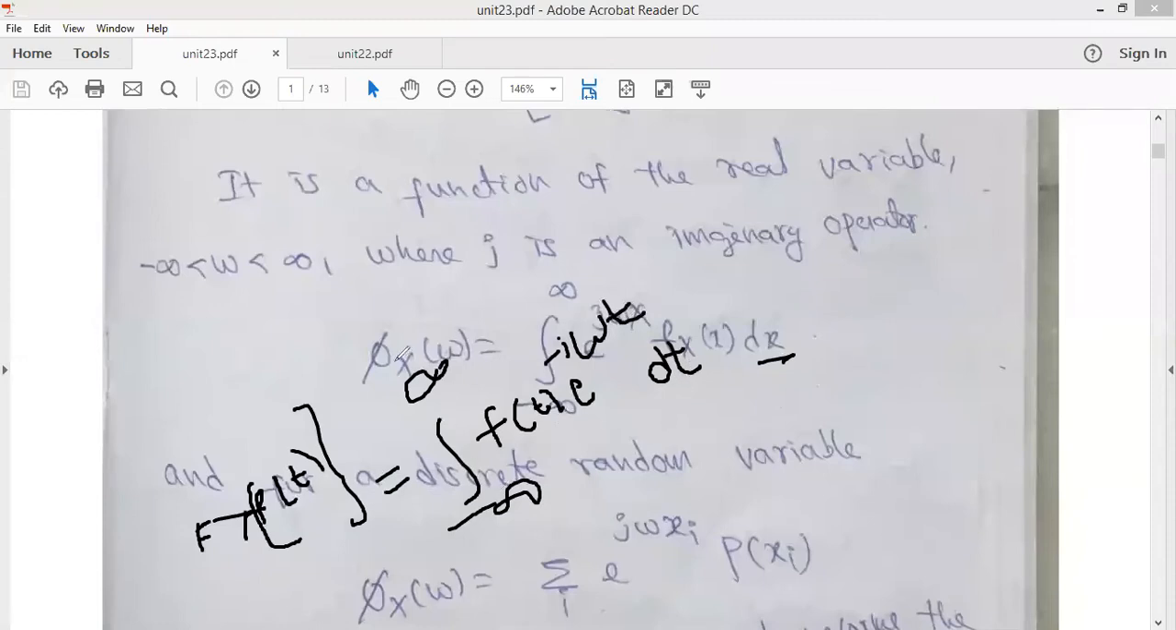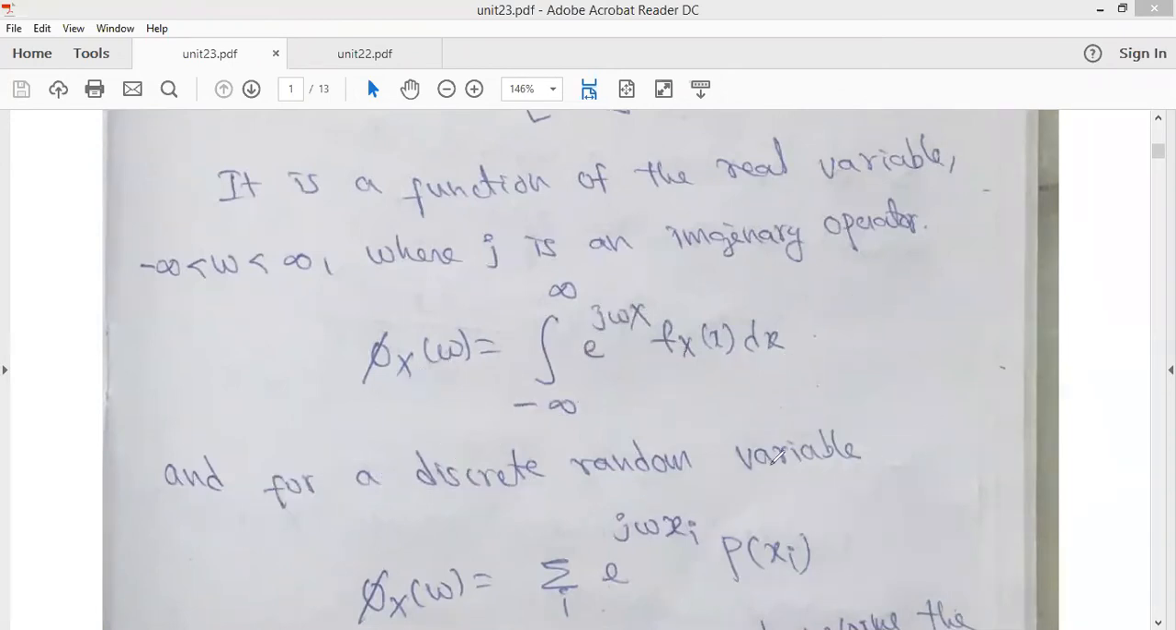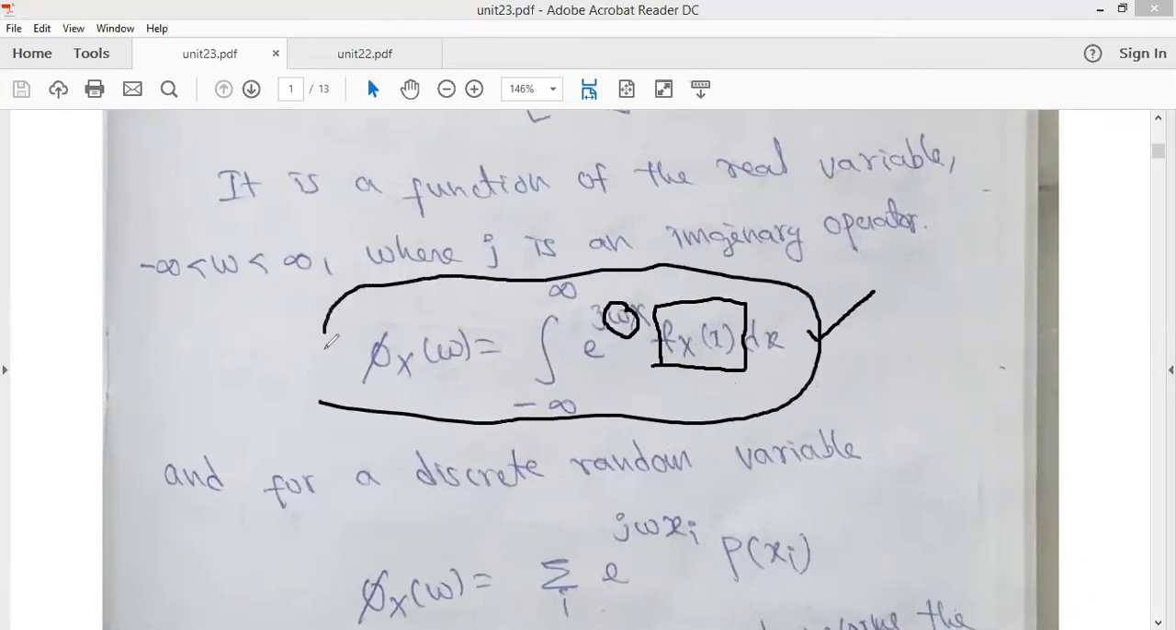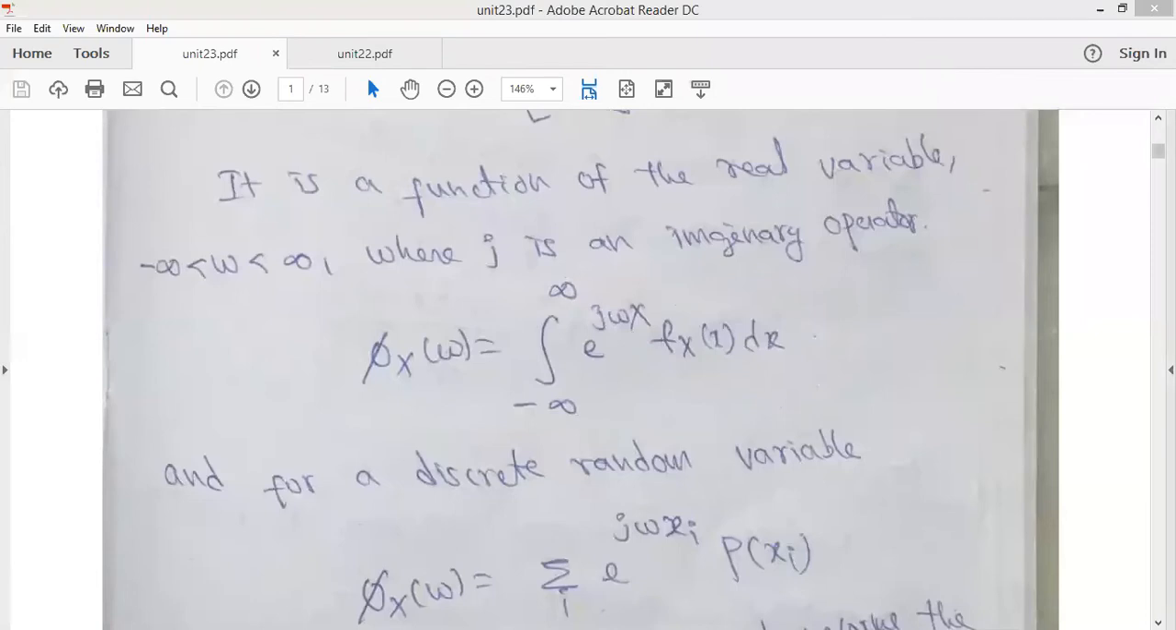If you compare this with the equation here, the difference is that in the place of omega, we have minus omega. In the characteristic function we have plus omega, whereas in the Fourier transform we have minus omega. So this equation is nothing but the Fourier transform of f of x with the sign of omega reversed. In the Fourier transform formula we should have minus, but here we have plus. That is why the characteristic function forms the Fourier transform of fx of x with the sign of omega reversed. Since you know the Fourier transform formula, now we write the inverse Fourier transform.